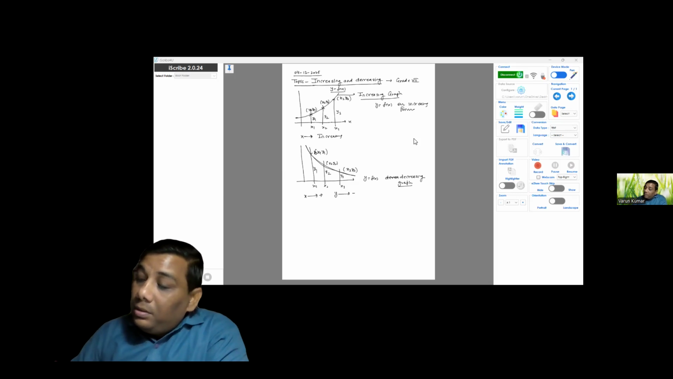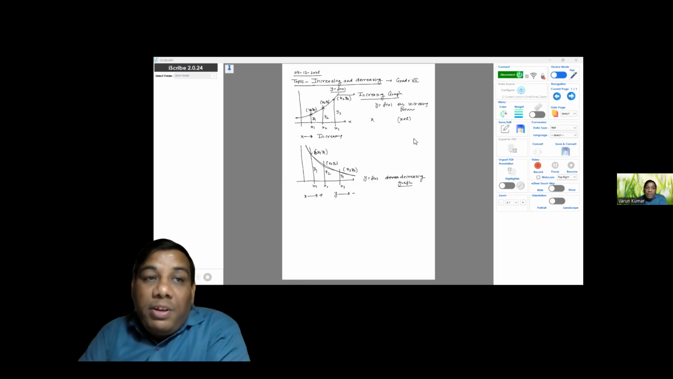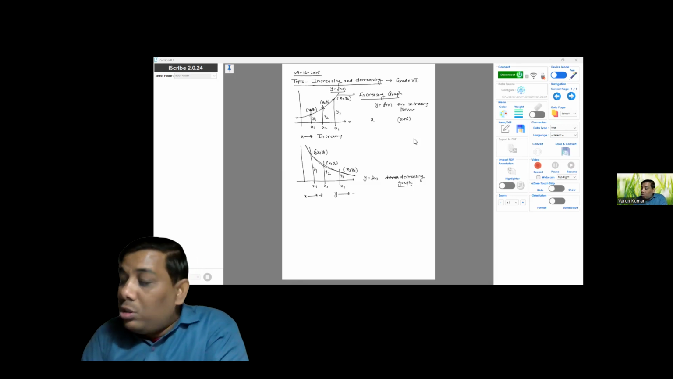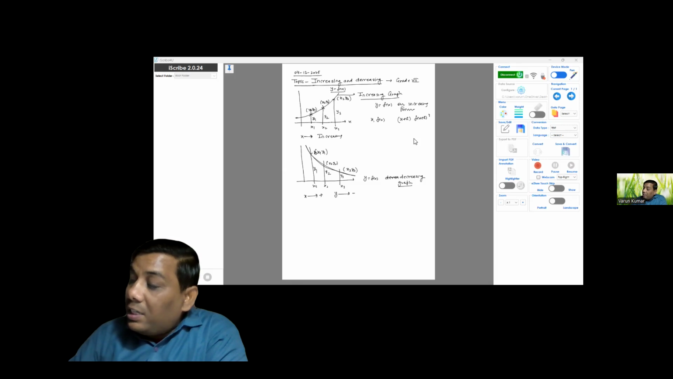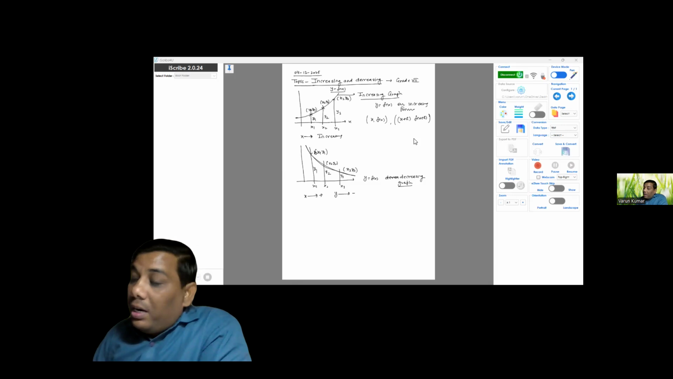Now suppose this one point is x and the second point is x plus h, where h is slightly close to x, and the corresponding values are f(x) and f(x plus h). Means these are the two coordinates. One is (x, f(x)) and the second one is (x plus h, f(x plus h)).